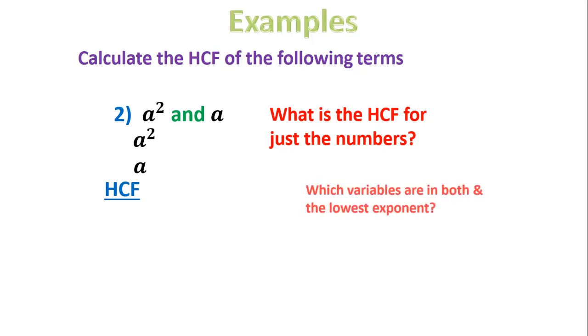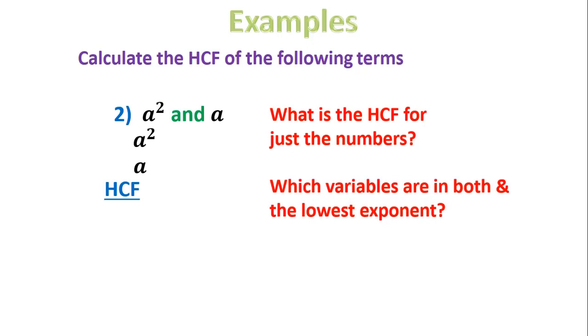Second part of it, which variables are in both and the lowest exponent. If I look at my 2 terms, I've got an a in both, and so I write down a. Then I look at my exponents for my a, and I've got an a squared and then just a. Now if you remember, a by itself is actually a to the power of 1. Which is the lowest exponent, 2 or 1? 1 is the lowest, and so therefore my highest common factor is just a, or a to the power of 1.